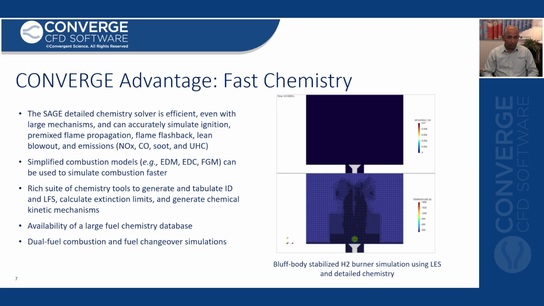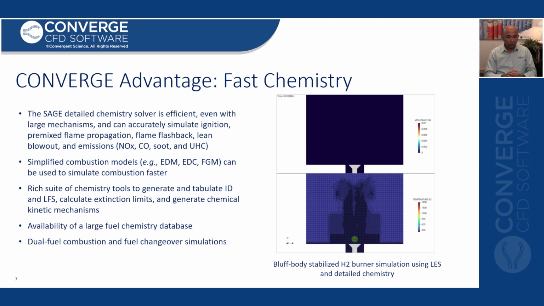Now, not only does Converge have access to detailed chemistry, I told you Converge has access to simplified combustion models as well. You would use these if you want efficient simulations, where you want really quick simulations. On top of the combustion models available, Converge offers you a rich suite of chemistry tools to generate the tabulated ignition delay and laminar flame speed data, which are sometimes inputs to some of these simplified combustion models.